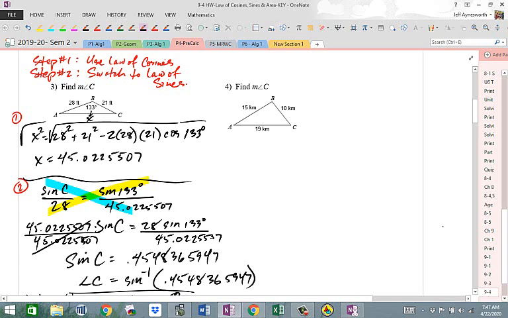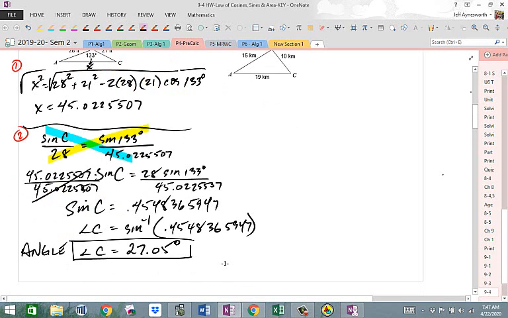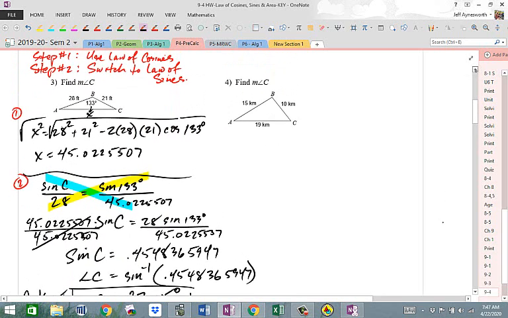Okay, now number 4 is a little bit different here. It's a different case. Notice a different set of information here. The previous one was a side angle side case, and this right here is a side side side condition, because you're given all three sides and you don't know what the angles are.